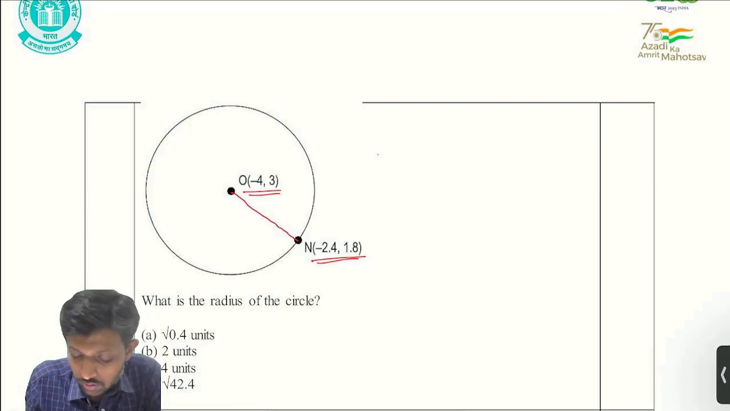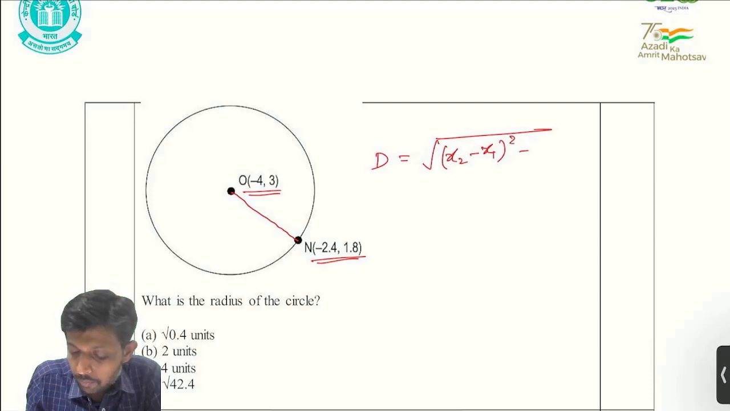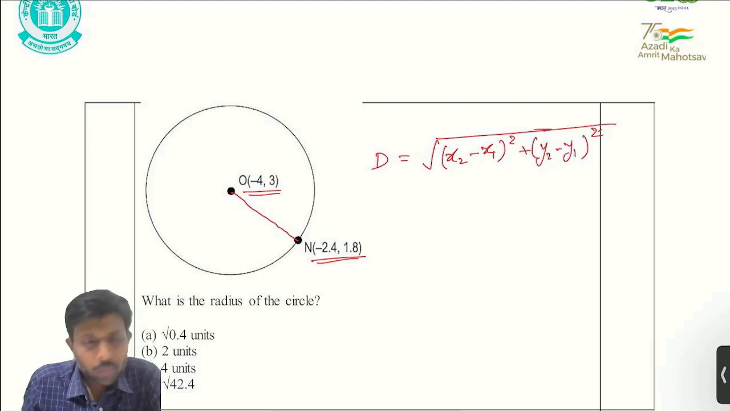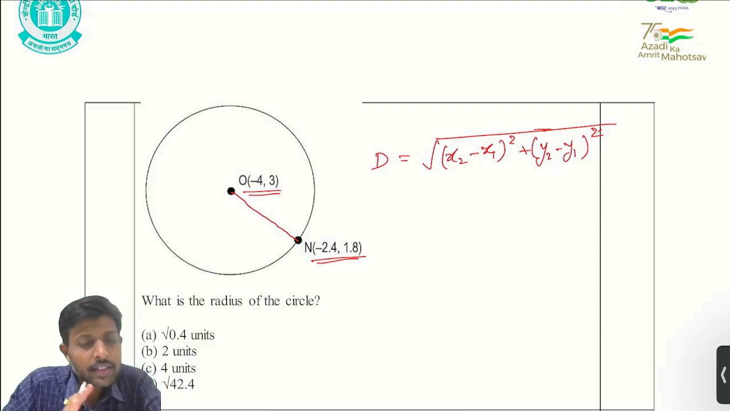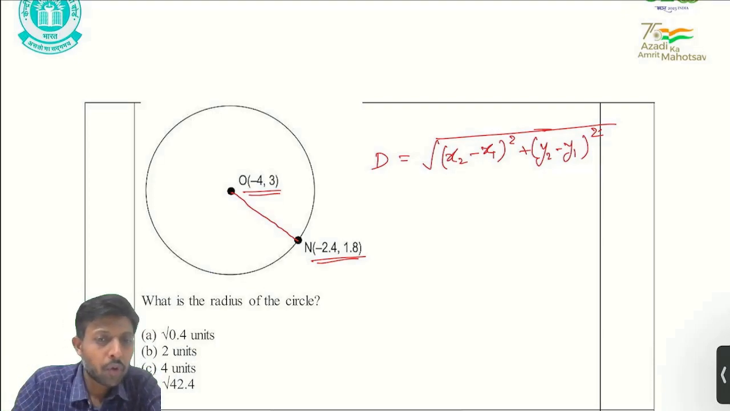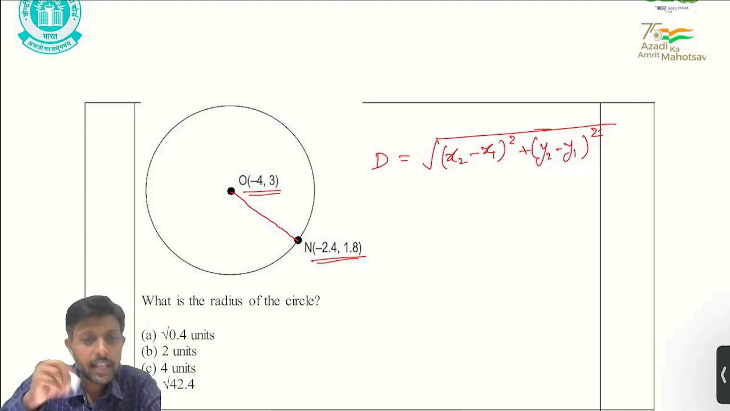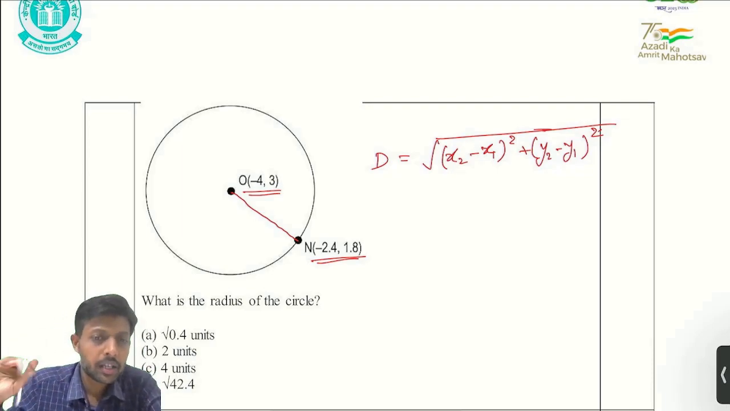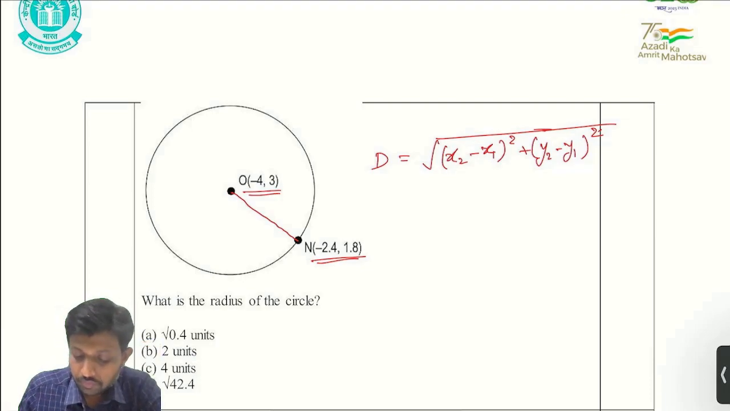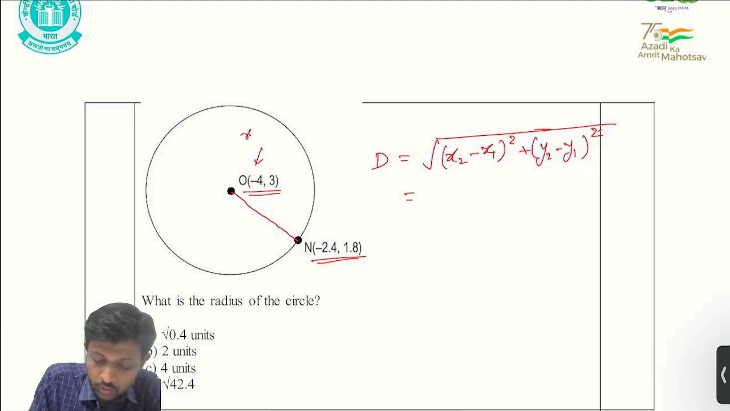Just apply that. So the distance is, let me quickly write that, the square root of x2 minus x1 whole square plus y2 minus y1 whole square. Now, this formula is written in different books and different forms. It can also be written as x1 minus x2 whole square plus y1 minus y2 whole square. So whichever you use, just be consistent. I'll call this x1 comma y1, this x2 comma y2.